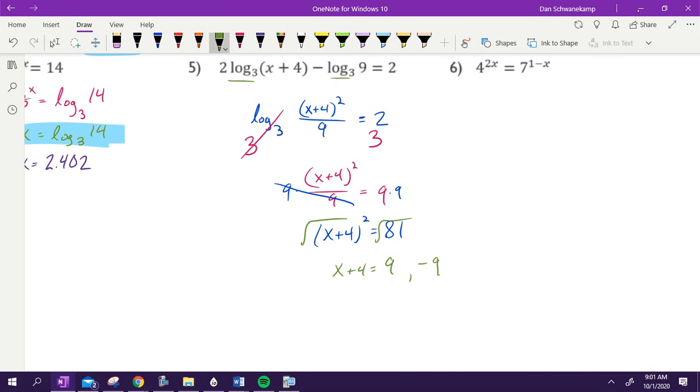And then to finish this thing, I'm going to subtract 4. So x is equal to 5 and negative 13. The answer is not 5 and negative 13. Sophia? Why wouldn't you just see log base 3 of 9 is 2, so you just make that 2? Yeah, like in the original problem, that's just 2.